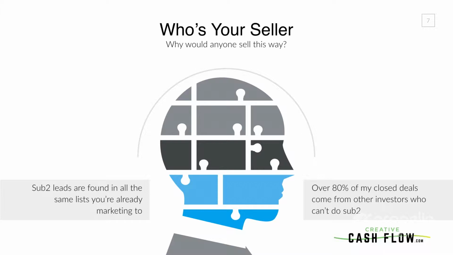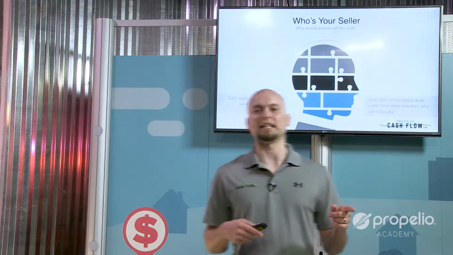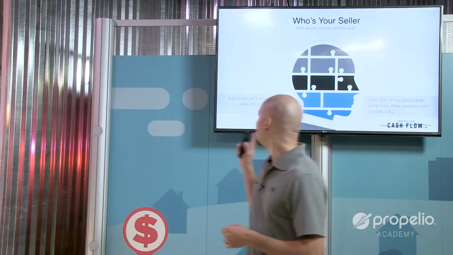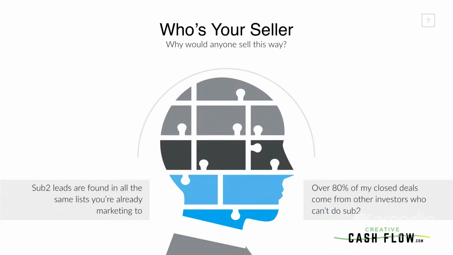Well, 80% of my deals come from investors who have passed by these subject to properties already in their other marketing. And that's because sub to leads are from the same lists that all of your other leads are from. For all of these properties that you're buying, if you're in a market that is not rampantly fire hot, you're passing up 1 or 2 subject to leads for every regular cash deal that you've done.